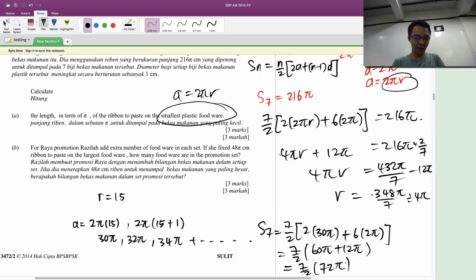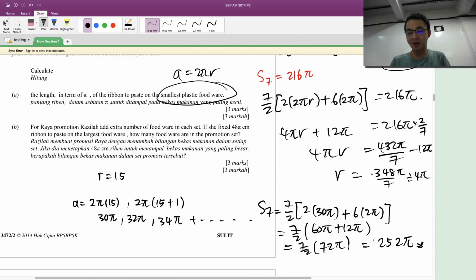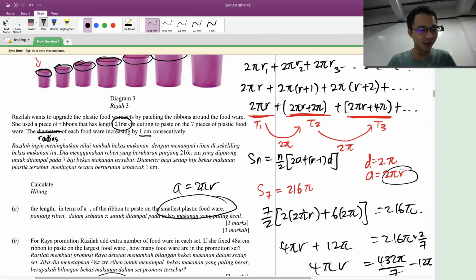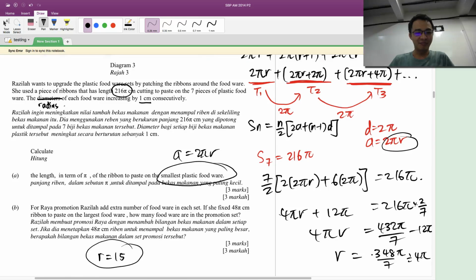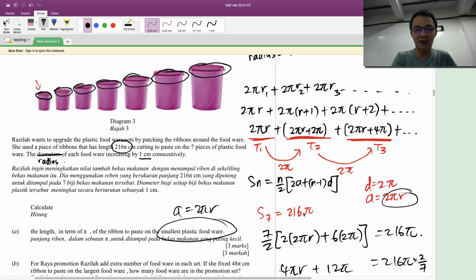So 7 over 2 multiply 72 pi. So we get 252 pi. Yes, this is the reason why we couldn't get it, because if the r is 15, the first term will be this one, isn't it? So we are getting 252 pi. We are not getting 216 pi. Yes, so I guess the marking scheme is wrong. So in order to get the answer in the marking scheme, maybe we have to change the figures. It's 7 only, right? 1, 2, 3, 4, 5, 6, 7. Yeah, over here is 7 only.